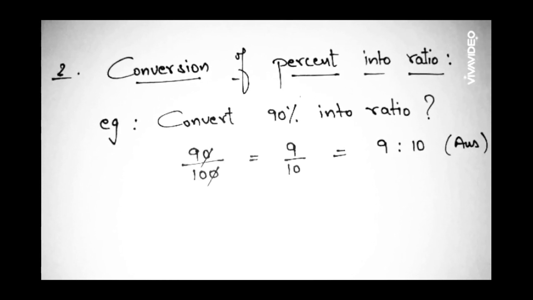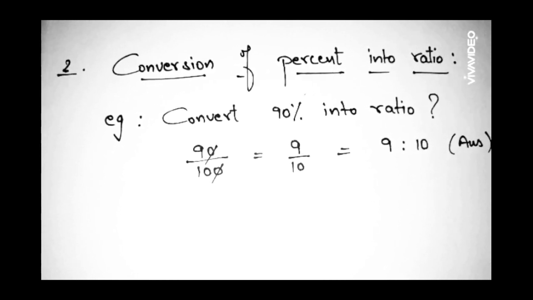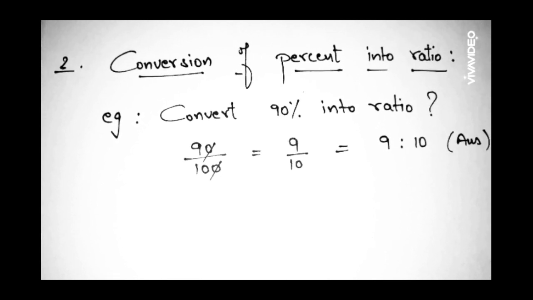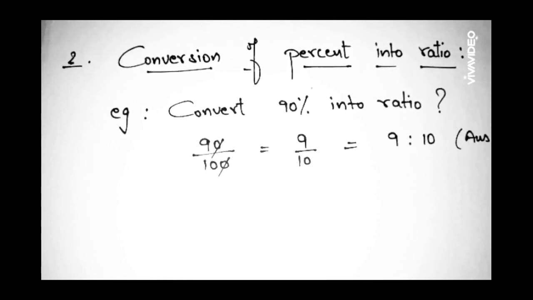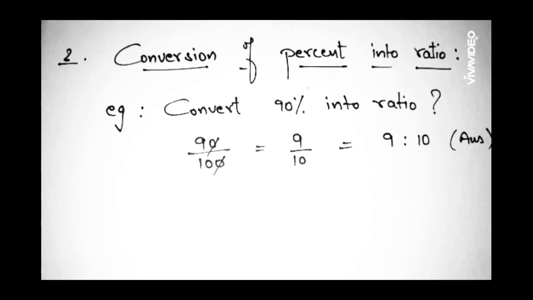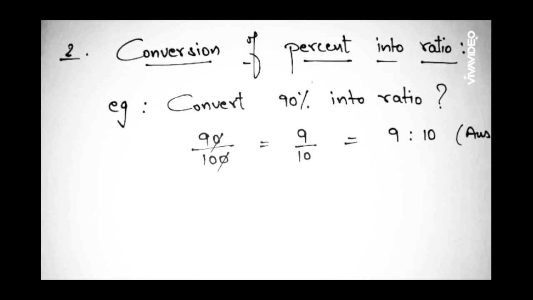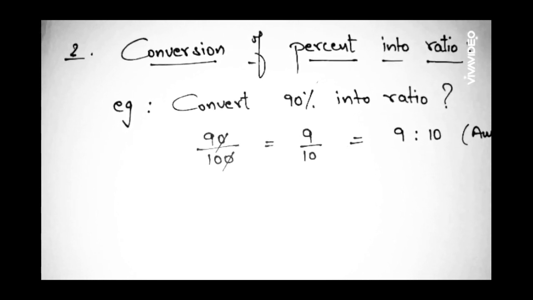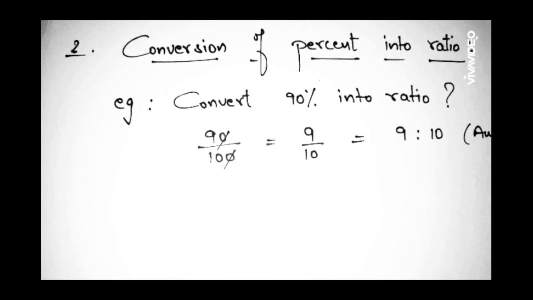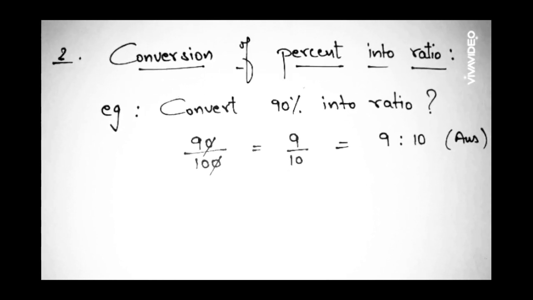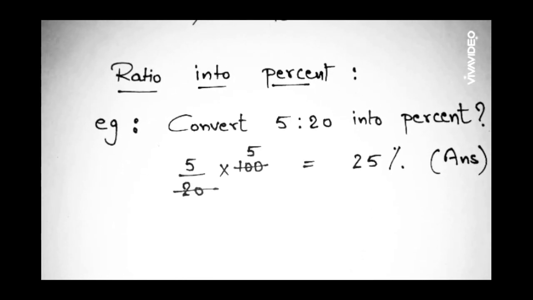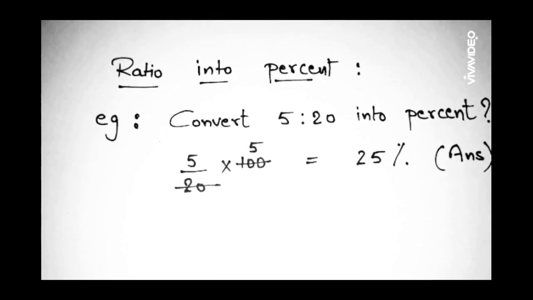Convert 90% into ratio. What we had discussed, when you are converting any percent into anything, whether it is fraction, ratio or decimal, what are you going to do? You have to divide the given percent by 100. So here we will do the same. 90 divided by 100, the result will be 9 by 10, or 9 by 10 can be written as 9 is to 10. Let's see the vice versa of this rule too.